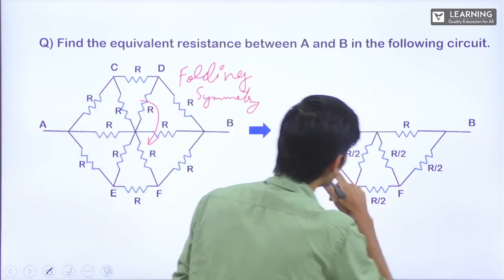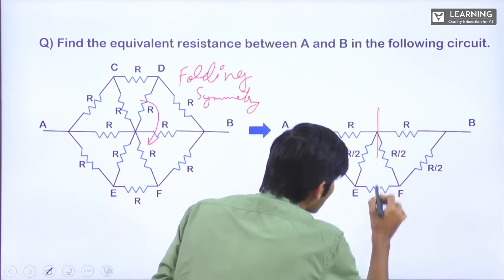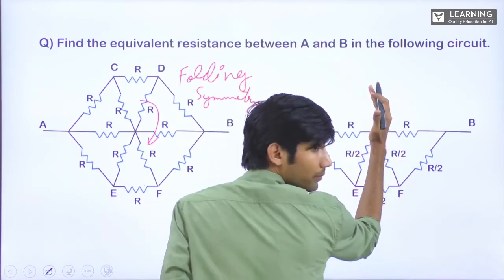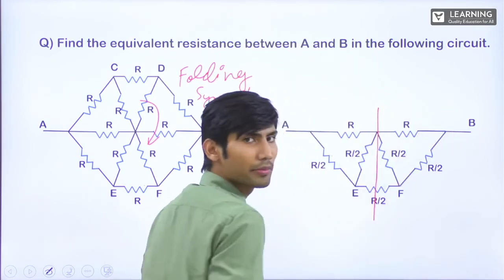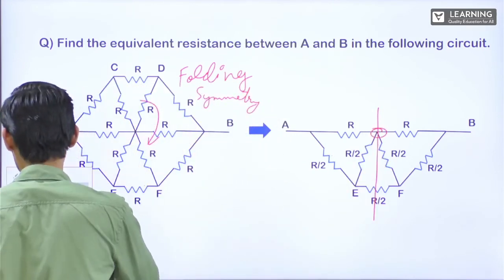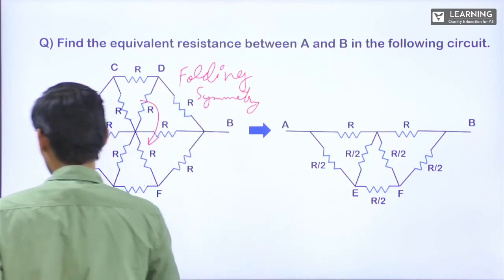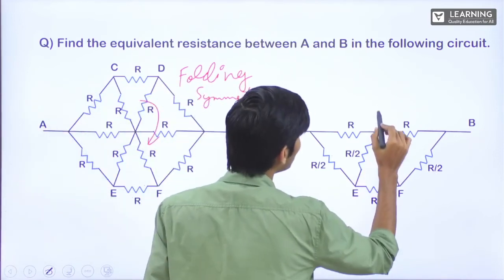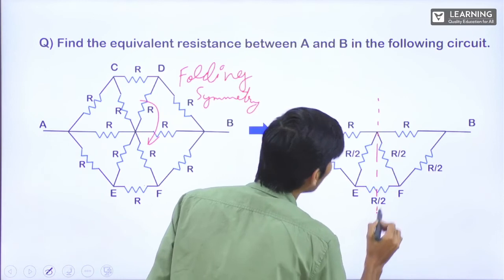Now see here, this, if I keep a mirror here, this and this are symmetrical. So can I remove this connection? So here what I am applying is mirror symmetry.